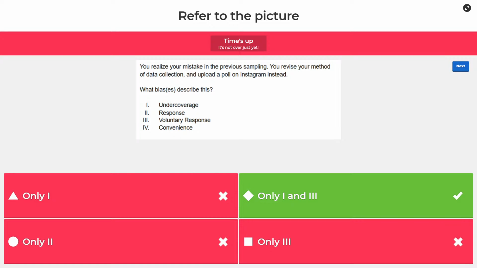So, I'll just pick up where he left off. Another bias present is voluntary response because, obviously, no one on your story is obliged to take the poll. They can just skip it if they want. Because people aren't obliged to take the poll, that's why it would be a voluntary response bias.